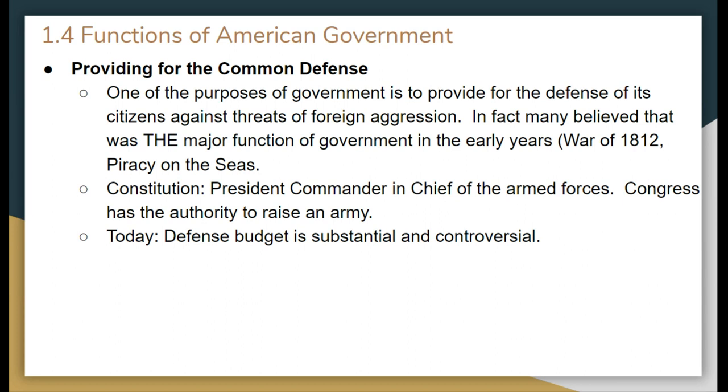It still is a major factor, but there is quite a bit of controversy over the extent to which we should be spending. Some believe that we spend too much. Others believe that we don't spend enough. But when we look at the constitutional structures that were set up to be able to provide for the common defense, we can look at things like the president's power as commander-in-chief of the armed forces and Congress's authority to raise an army and declare war.